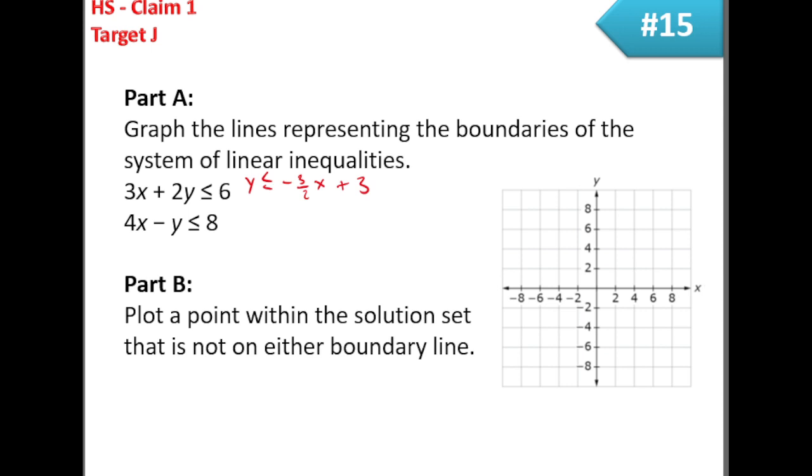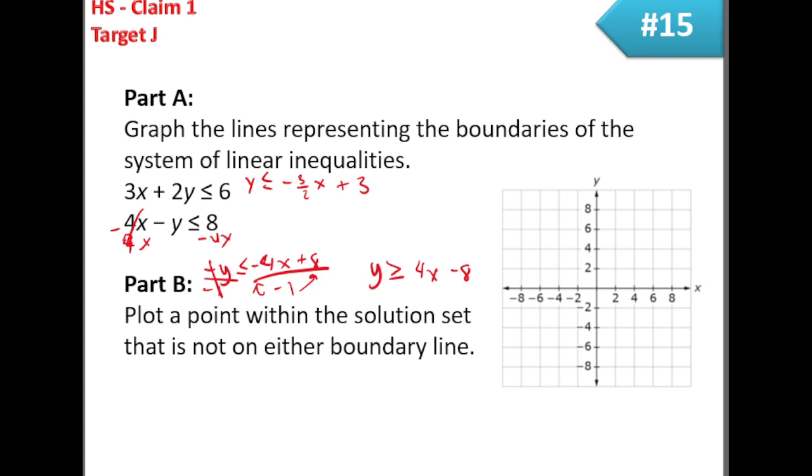Next here, I'm gonna do this one here, minus 4x. That's -y less than or equal to -4x plus 8. Divide by -1. Remember, when you divide by a negative number, the sign flips. y is greater than or equal to 4x minus 8. So I just divide both sides by -1.